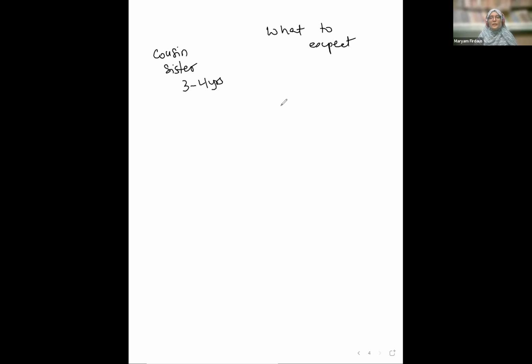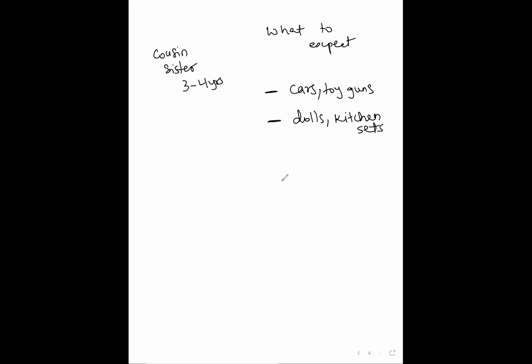Let me ask the question like this: is it more probable that she will have toys like cars and toy guns, or is it more probable that she will have dolls and kitchen sets? What is more probable? The second one. The second one.